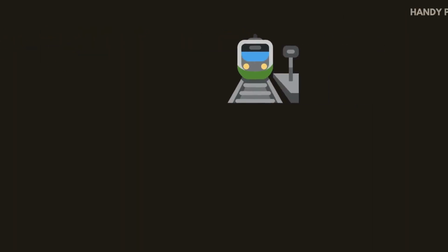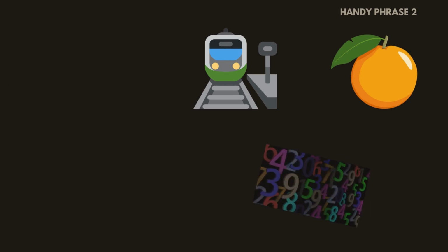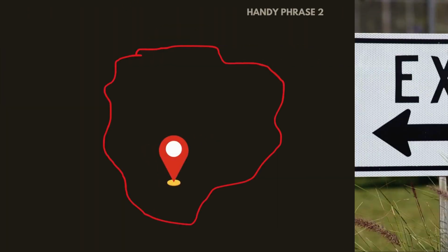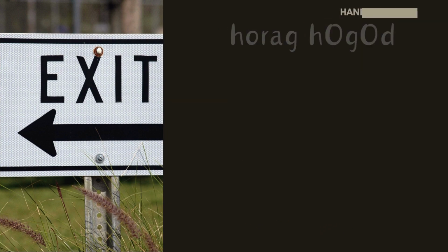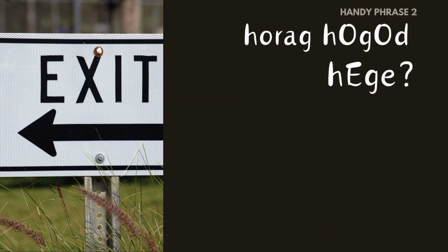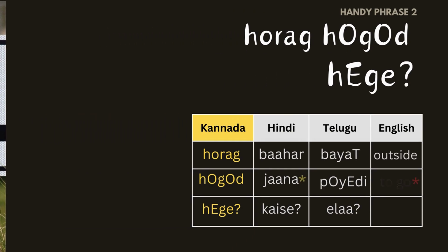Okay, you now know the platform number you got down on, grabbed an orange, and learned some numbers. You now want to reach your cousin's home in Jayanagar, but then how do you exit the station? Just ask someone, "Horag hogodu hege?" Well, let's break this. Horag hogodu hege becomes Bahar jana kaise? Bayata poediyala, and compare all of these different sounds to English.